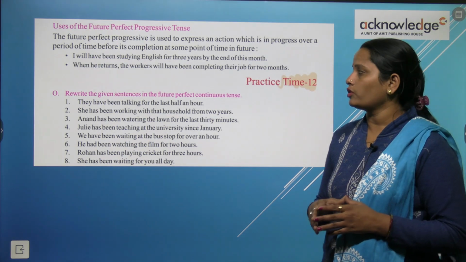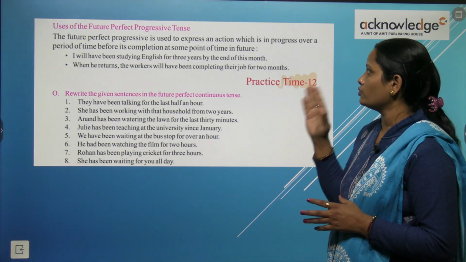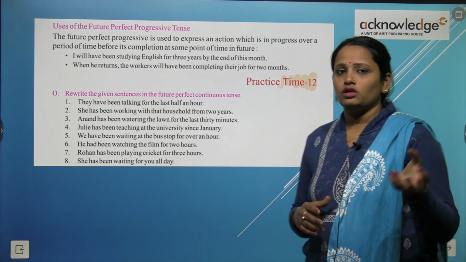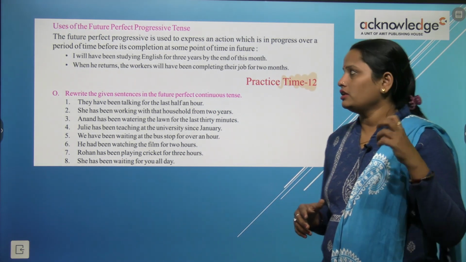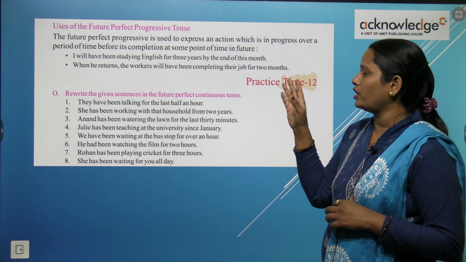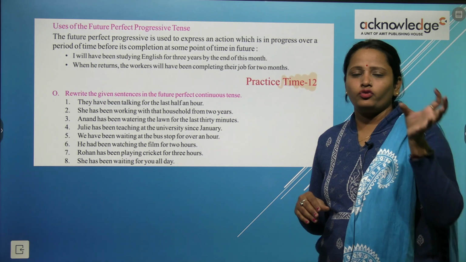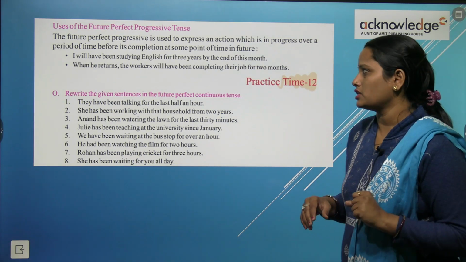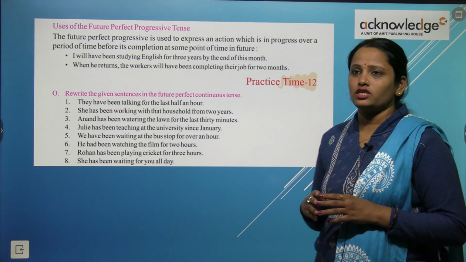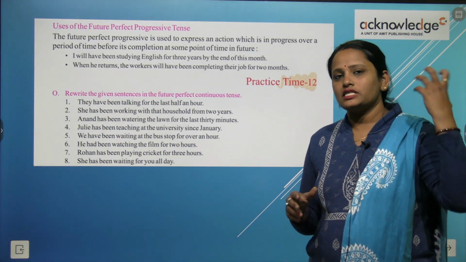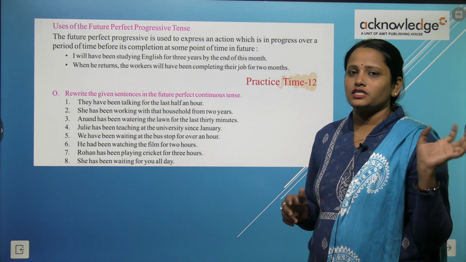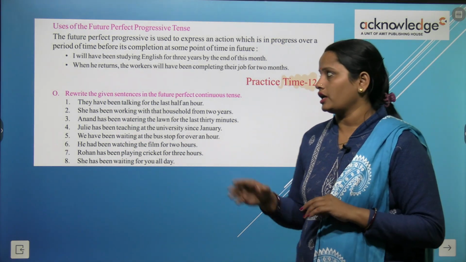The future perfect progressive is used to express an action which is in progress over a period of time. So ये ऐसे action को बताता है जो काफी time से चल रहा है and before its completion at some point in the future of time. और future में तक वो चलता ही चला जा रहा है. So I will have been studying English for 3 years by the end of this month. So पहले से पढ़ रहा है English और पढ़ते पढ़ते इस महीने के लास्ट तक वो पढ़ेगा, 3 साल पहले से पढ़ रहा है और इस महीने के लास्ट तक वो पढ़ेगा.